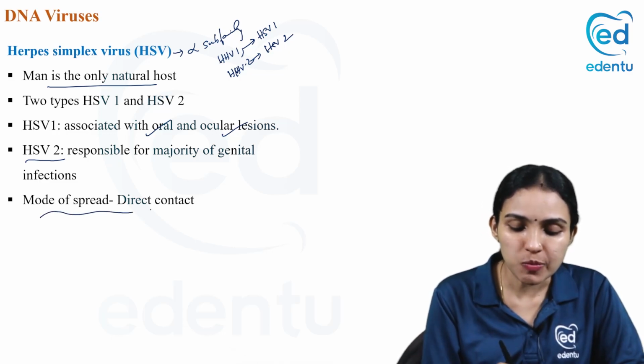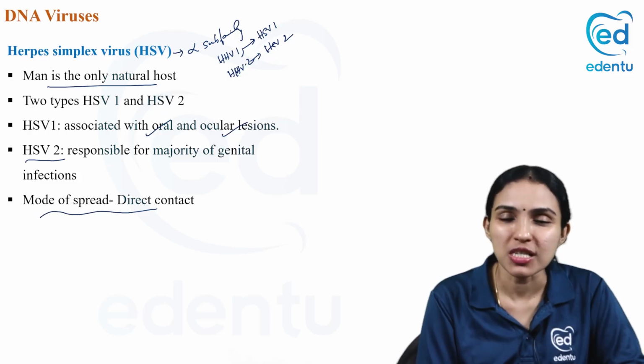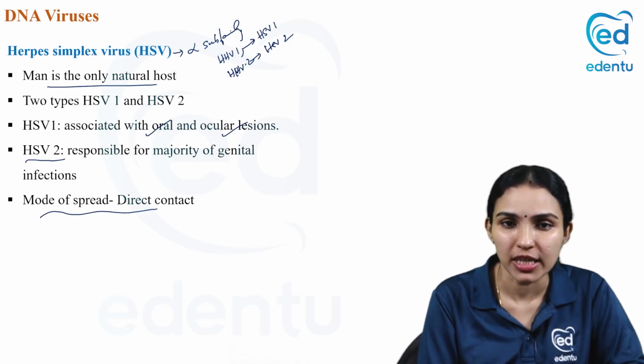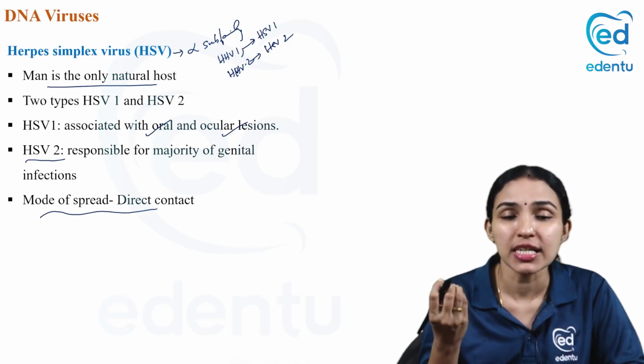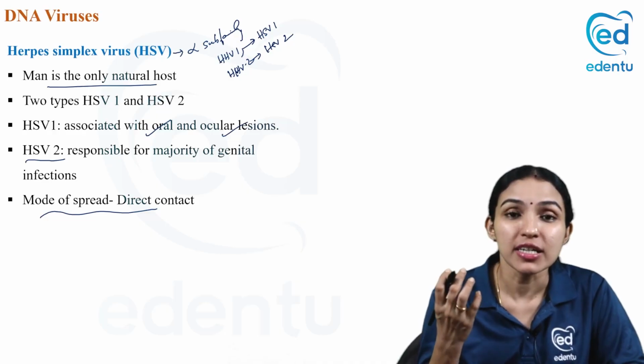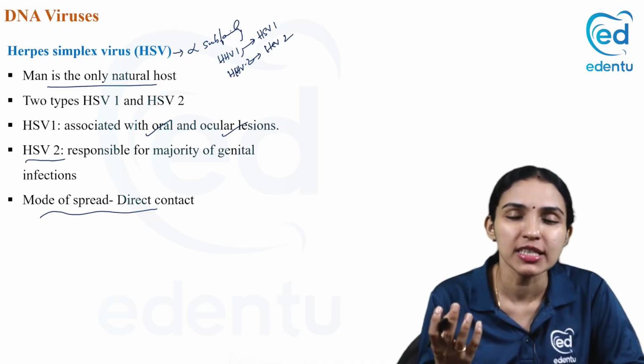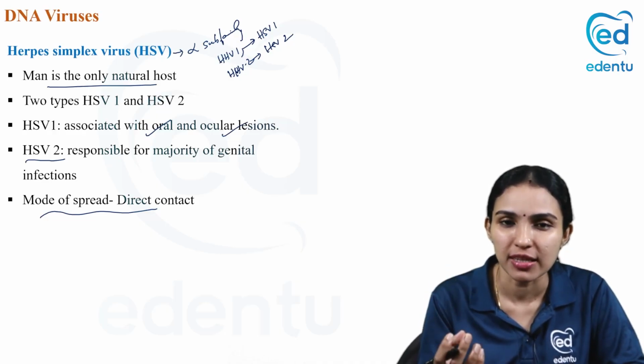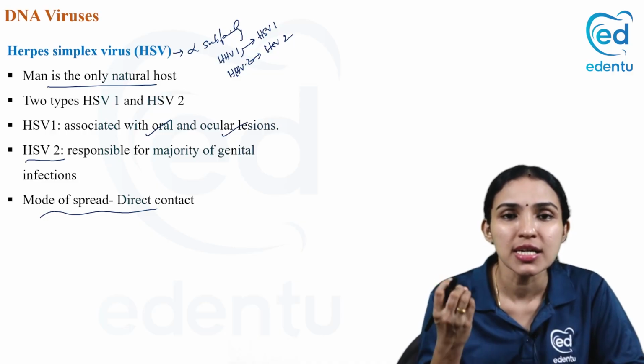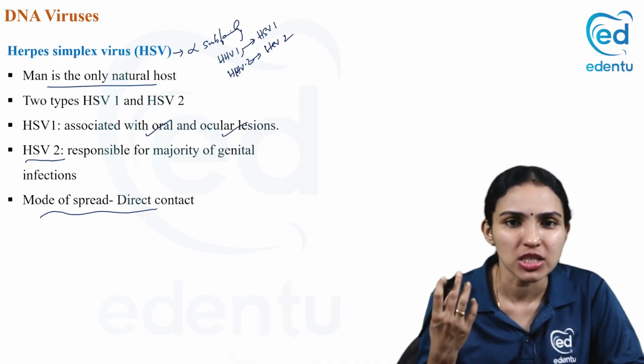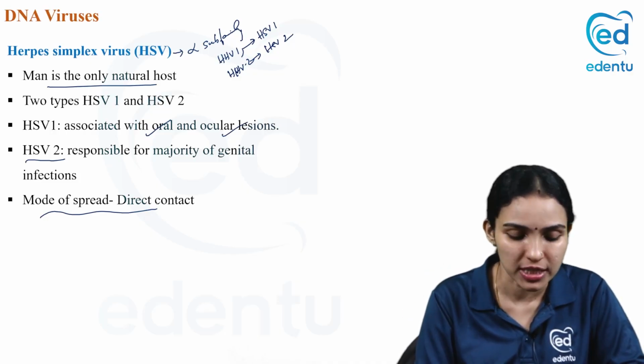The mode of spread of herpes simplex virus is mostly by direct contact. Secretions like saliva will be highly rich in the virus. The virus will be shed in the genital secretions, in the saliva, in the conjunctival secretions. So if you have contact with these secretions through any mode, you have the risk of getting the disease.